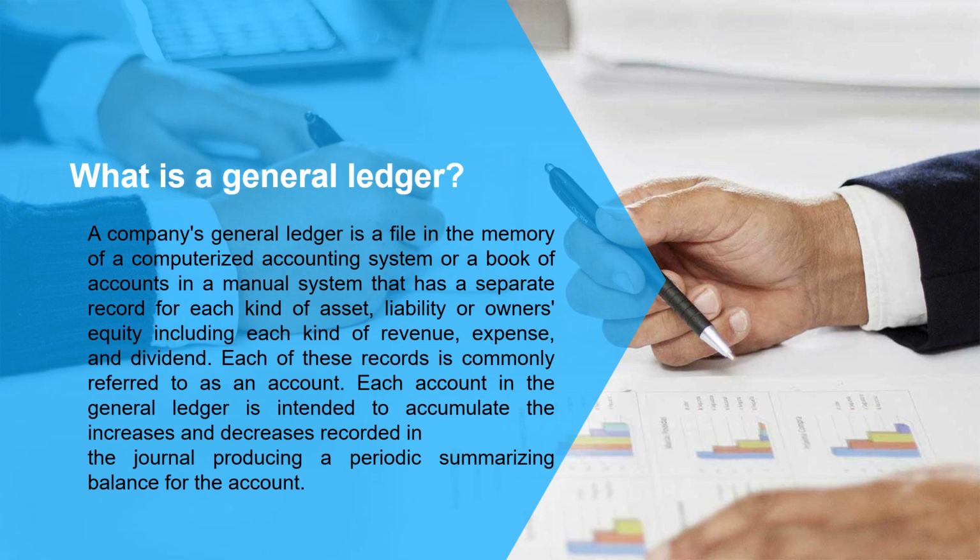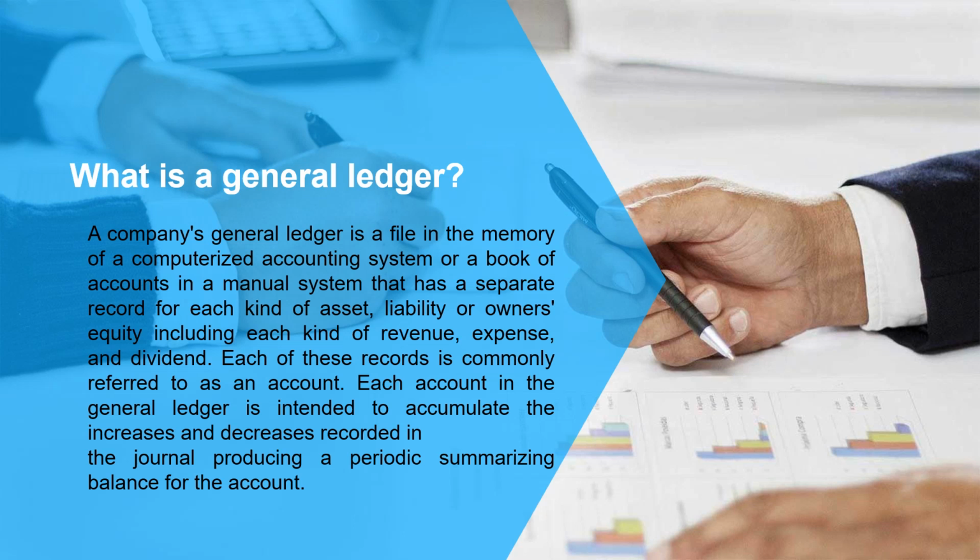What is a general ledger? Whether it be in a manual system or a computerized system, a company's general ledger is a file in the memory of a computerized accounting system, or it's a book of accounts, sheets of paper, in a manual system that has a separate record for each kind of asset, liability, or owner's equity account, including revenues, expenses, and dividends. Each of these records is commonly referred to as a separate account within the general ledger.